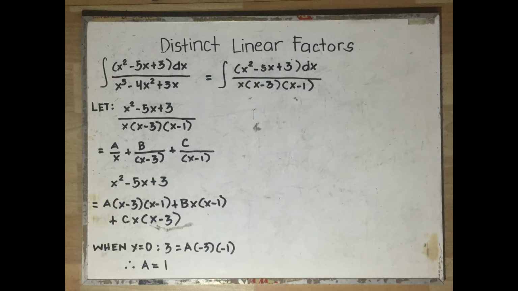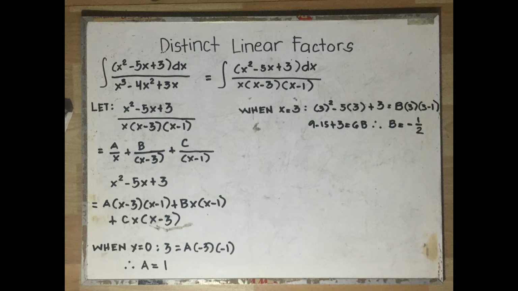When x is equal to 0, substituting this value to the x variables of the equation gives us 3 equals a times the quantity of −3 times the quantity of −1. Therefore, a is equal to 1.